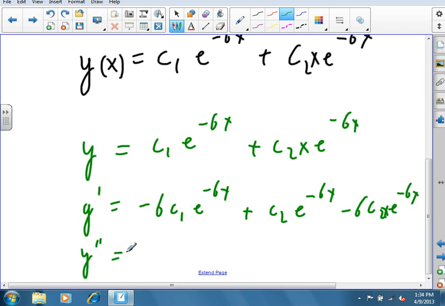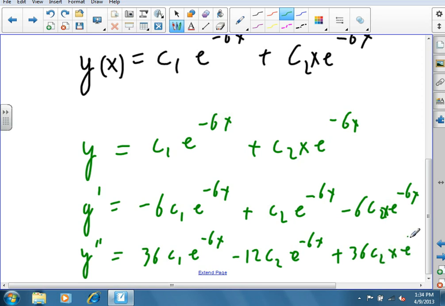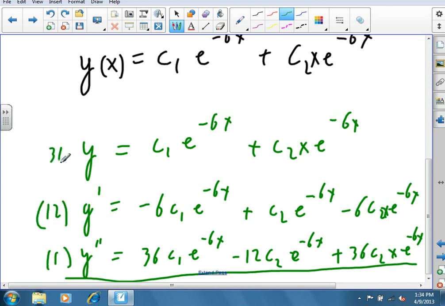y double prime equals 36 c1 e to the minus 6x. Okay, so I've got a minus 6, I got a minus 6, that's minus 12 c2 e to the minus 6x. And then I got plus 36 c2 x e to the minus 6x. And I got one of these, 12 of those, 36 of that guy.